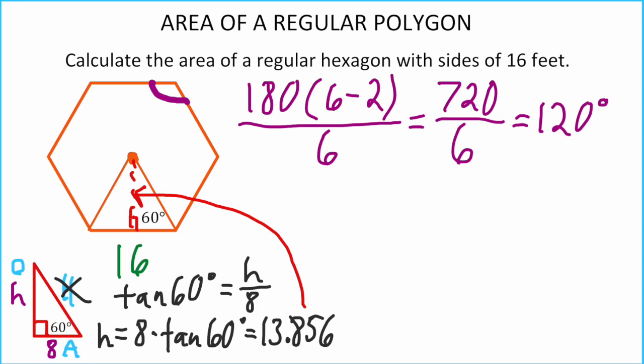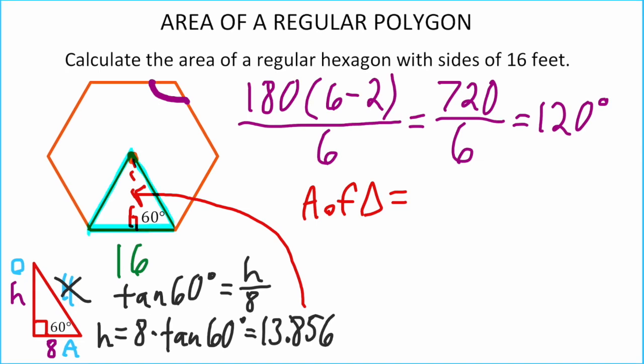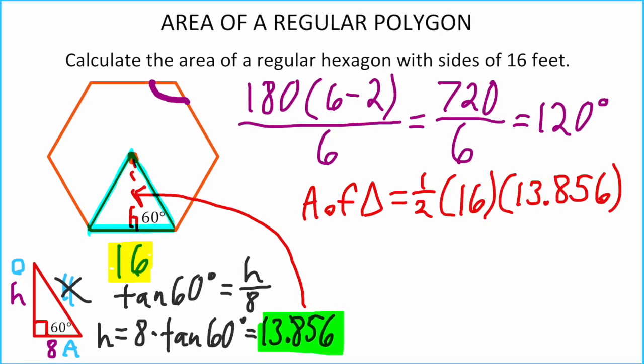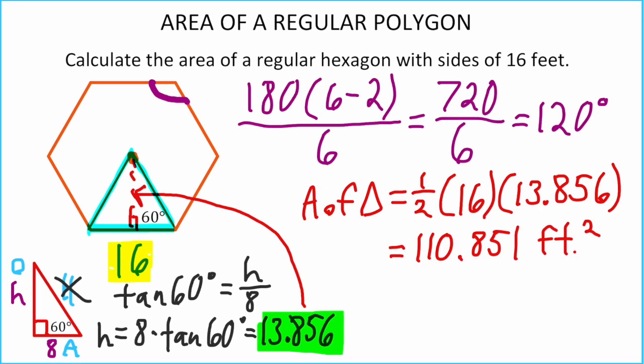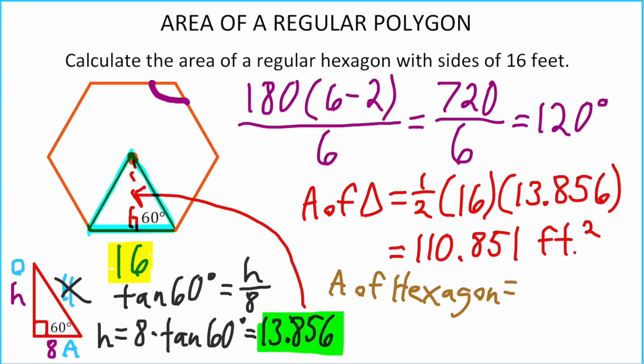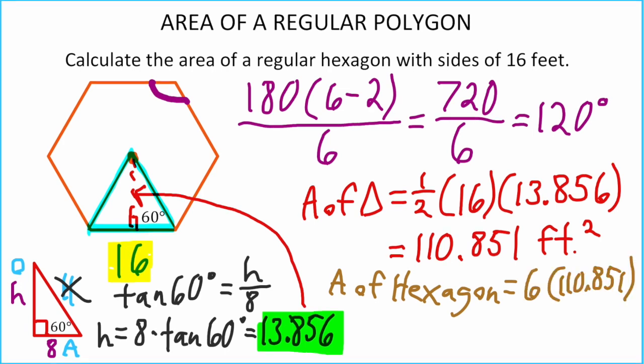Let's indicate with an arrow the side length we just found, our height of the triangle. And now we're ready to find the area of the triangle. Which triangle? Not the right triangle, but that triangle highlighted in light blue. What's the base of that triangle? 16. And the height of that triangle is the 13.856. So we can use our formula, 1/2 times 16 times 13.856, and we get 110.851. Again, that's the rounded answer, but I have the complete answer still in my calculator. So to find the area of the hexagon, we'll go ahead and multiply 6 times 110.851, and our area is 665.108 square feet.